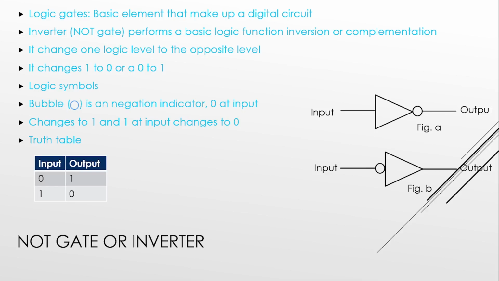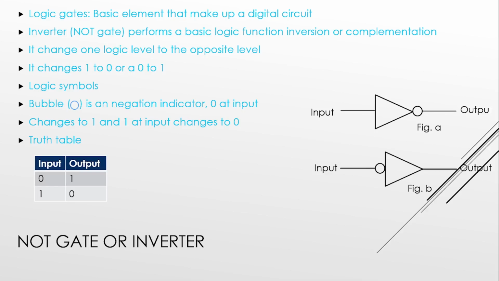Again, you can look at the two figures, figure A and figure B. You will find that in figure A, the bubble is towards the output side, while in figure B, the bubble is towards the input side. So in both cases, the bubble represents the negation. It is the indicator of negation. That means input is not the output. So this is about NOT gate or inverter.